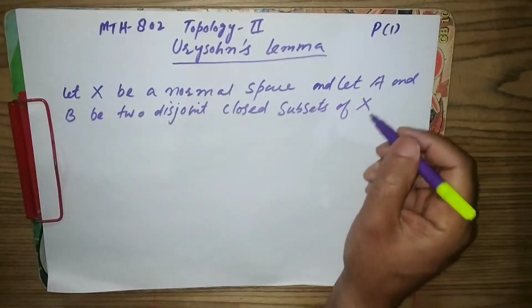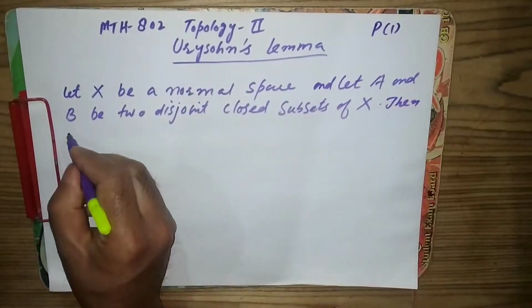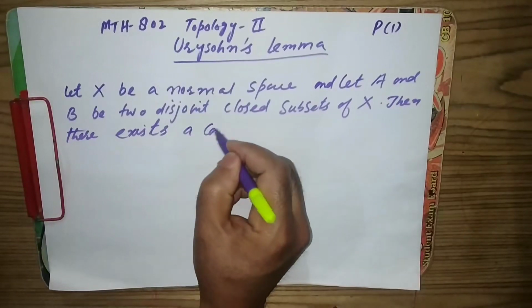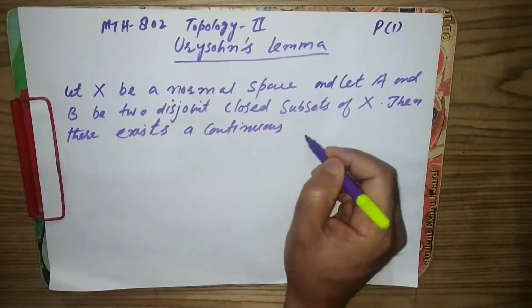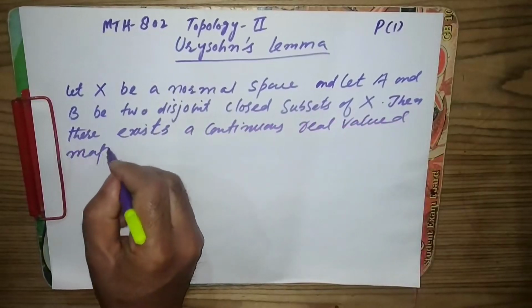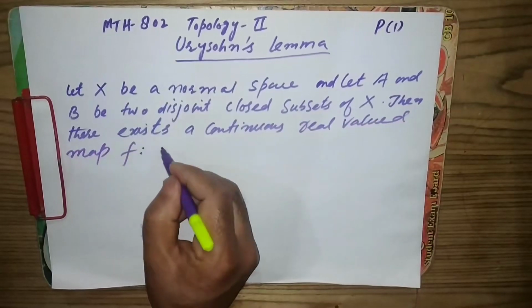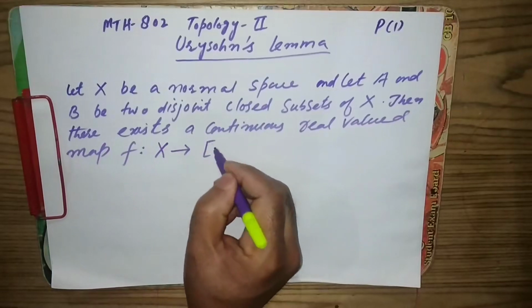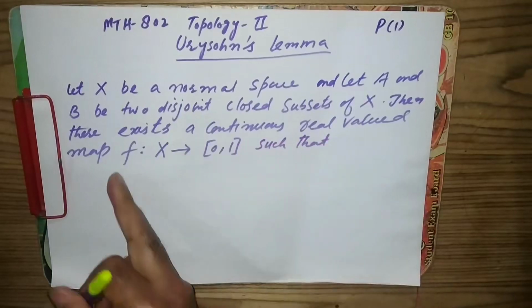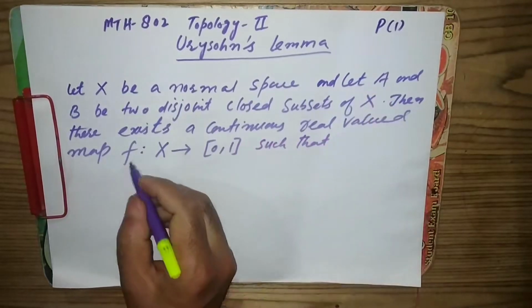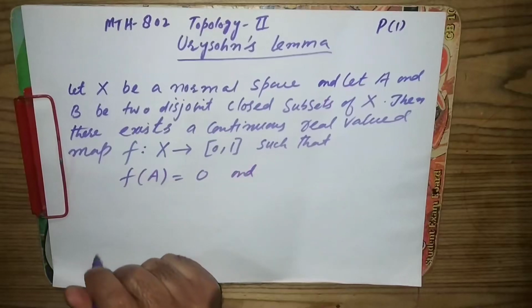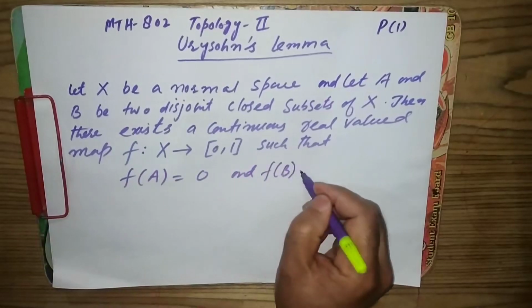Then there exists a continuous real valued map f from the normal space X to the closed interval [0, 1], such that this f maps each point of A onto 0, f of A is equal to 0, and it maps each point of B onto 1.